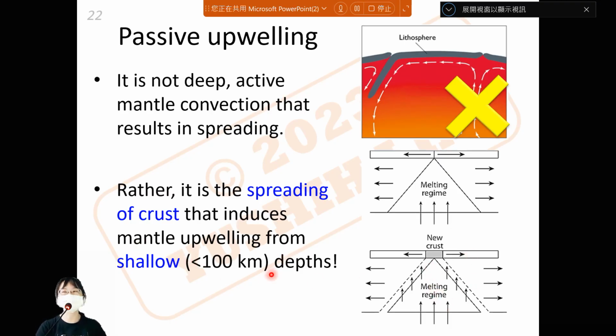The melting depth will not be too deep, as shallow as 100 kilometers. The thickness of the mantle is 2,000 kilometers, so 100 kilometers is really shallow. So this has nothing to do with the upwelling limb of the mantle convection cell.